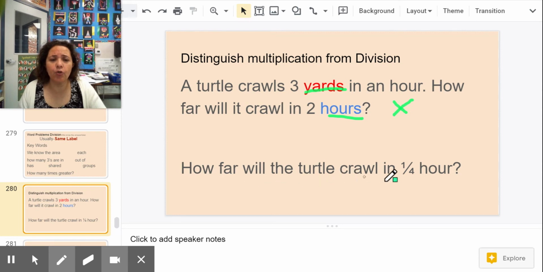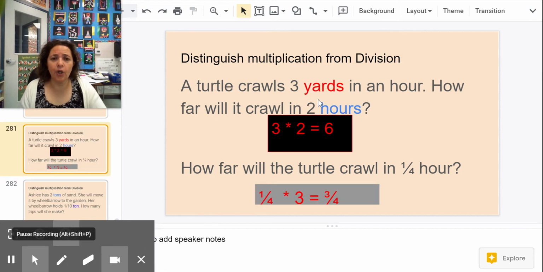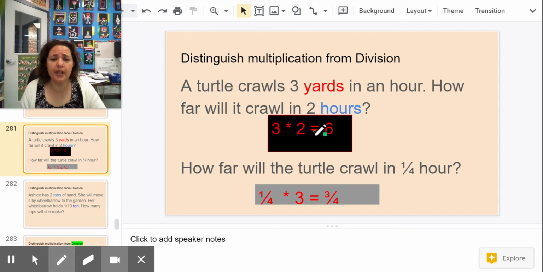And how far will the turtle crawl in 1/4 of an hour? It's the same thing. We have hours and yards, so different labels. So these are going to be multiplication. Let's look at it. Again, 3 yards and 2 hours. So 3 times 2 is 6. How far will it crawl in 2 hours? In 2 hours, it's going to crawl 6 yards.